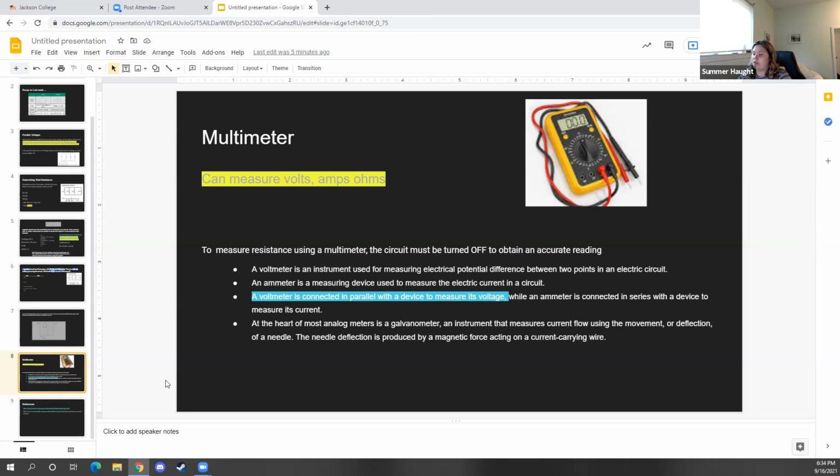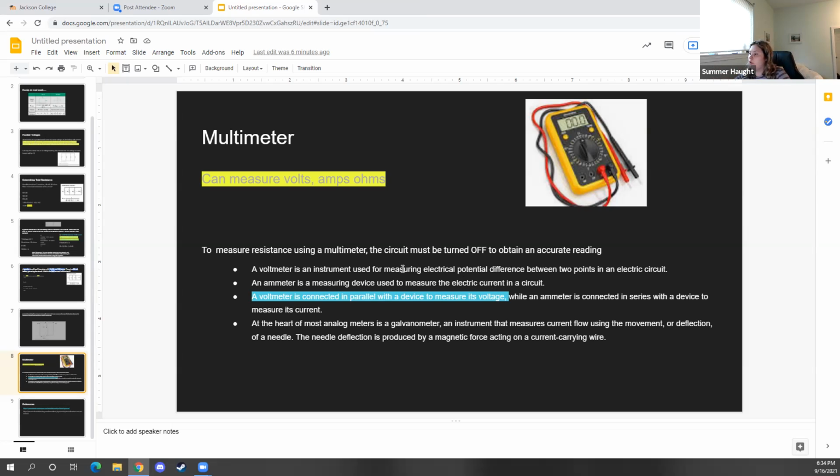A few other points here: in order to measure resistance using a multimeter, you have to have your circuit turned off. That's just to obtain an accurate reading. There's not a lot you have to understand behind that, but I think it has to do with the fact that unless you turn it off, it might be trying to read all the resistors, because your total resistance might not be the same as one resistor, right? We can have multiple resistors all with different resistances. So if you don't have it turned off, it just doesn't give you an accurate reading.